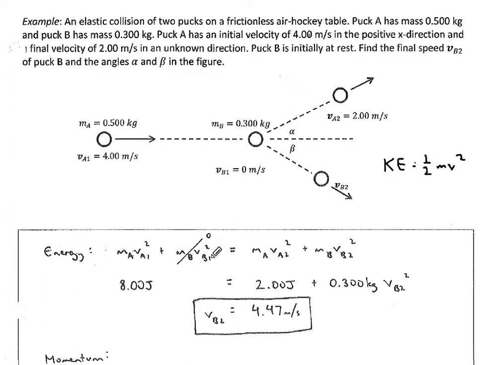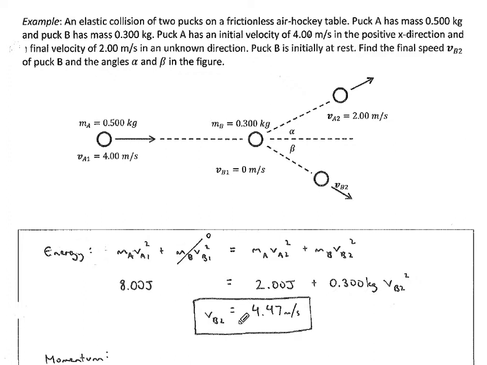Object B is not moving initially. And then after the collision, objects A and B are both moving in different directions. Because energy is a scalar, I don't care about the angles, in this case alpha and beta. I just care about the magnitude for energy. When I write out my energy equation, we end up with just one unknown, so we can solve it out. In this case, I got v_B2 equal to 4.47 meters per second.